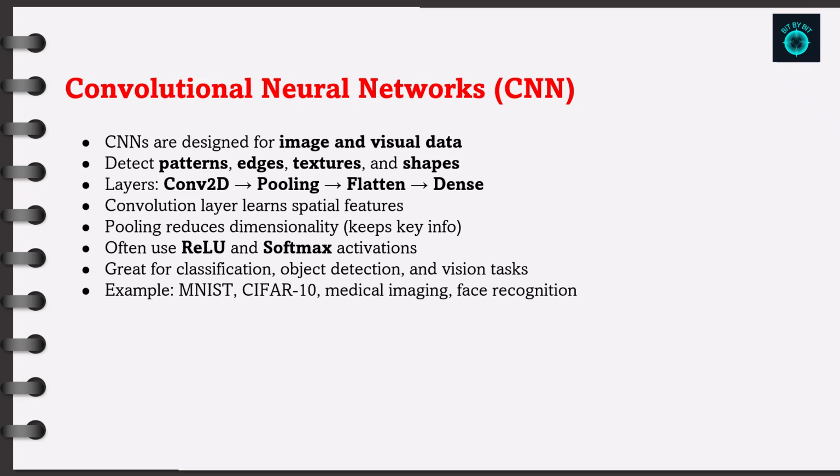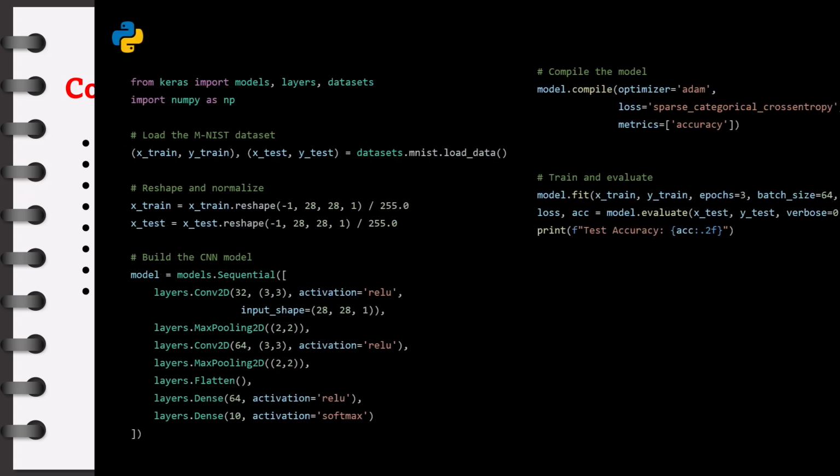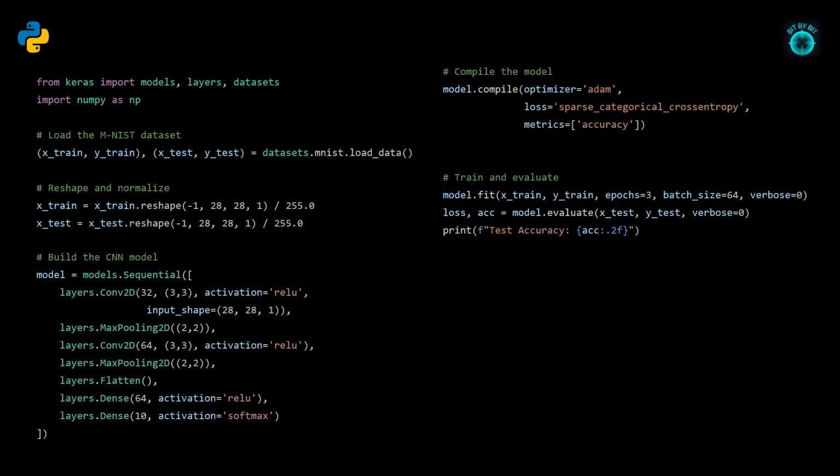After several convolution and pooling steps, the image is flattened and passed to dense layers for classification. The ReLU activation introduces nonlinearity, while softmax converts outputs into class probabilities. CNNs are used everywhere, from recognizing handwritten digits to detecting tumors or powering self-driving cars. Let's build a simple CNN using the MNIST dataset.